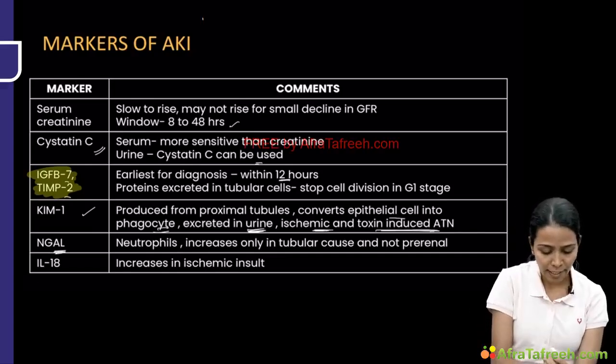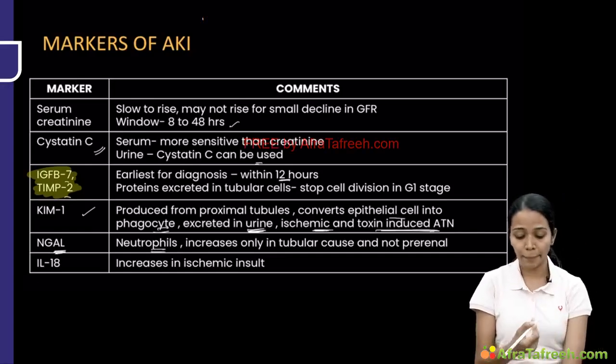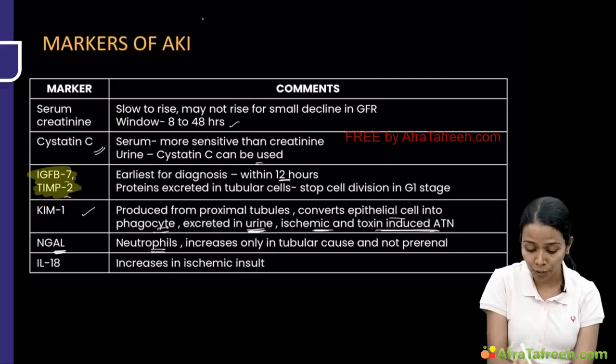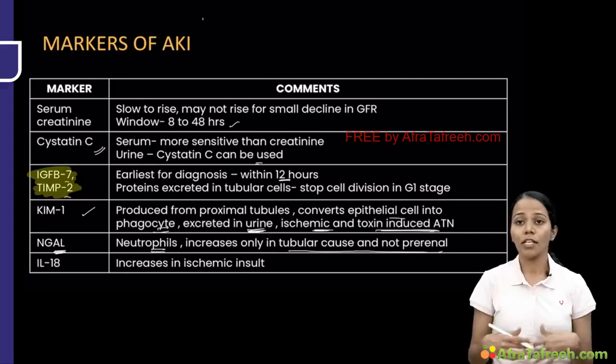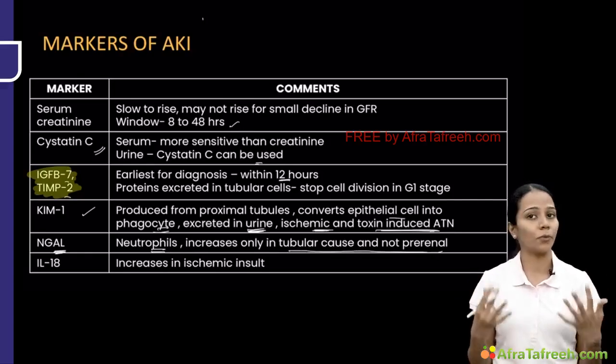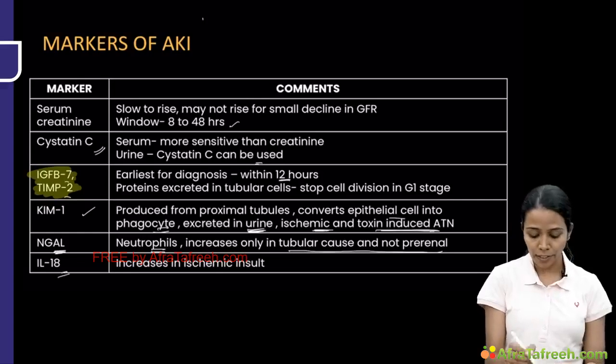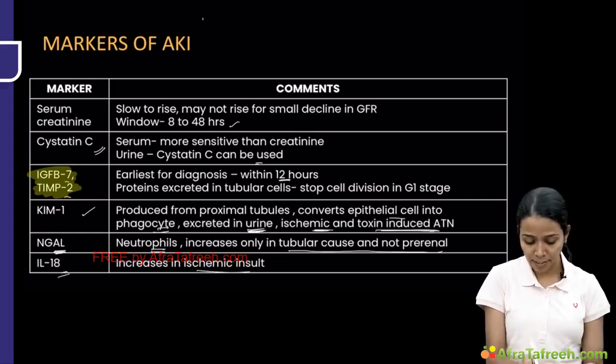Next is NGAL. NGAL is produced from the neutrophil. It increases only in the tubular cause and not in prerenal. So this is produced from the neutrophils and gets activated only when tubular injury is there. It doesn't get activated otherwise. Another marker is interleukin 18, which increases in ischemic insult.